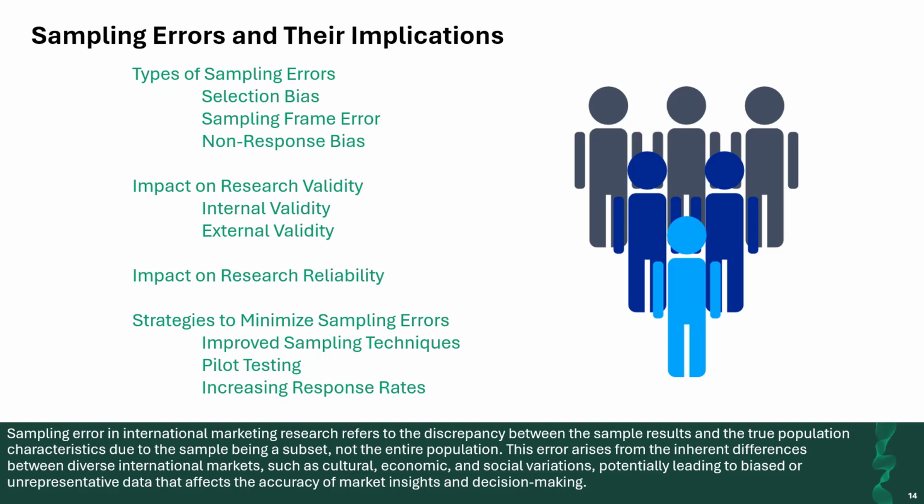Understanding and addressing potential sampling errors. Now we're getting into a little bit more of the detail of the sampling aspect of it, which is of course essential for enhancing the validity and reliability of international research. Again, leading to more accurate and actionable insights if we do it correctly. Simplistically, sampling errors occur when the sample does not accurately represent the population, leading to biased results. Understanding these errors is crucial for ensuring the validity and reliability of research findings.